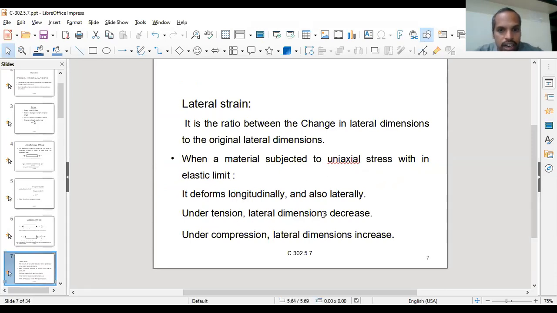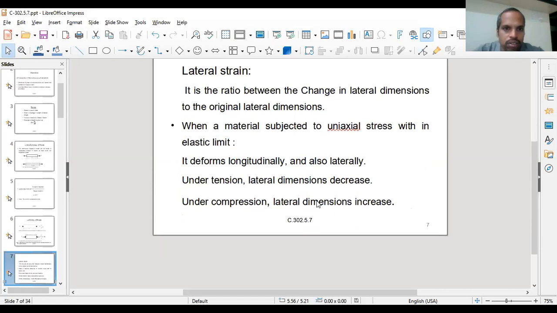Under tension, lateral dimension decreases. Under compression, lateral dimension increases. That's what I have explained to you with the annotations, how the lateral dimension and longitudinal dimension increase or decrease under tension and compression, as we have discussed so far. Now let us go to the next one.